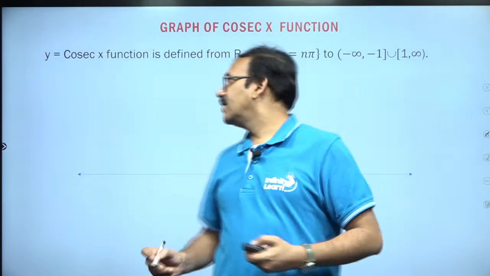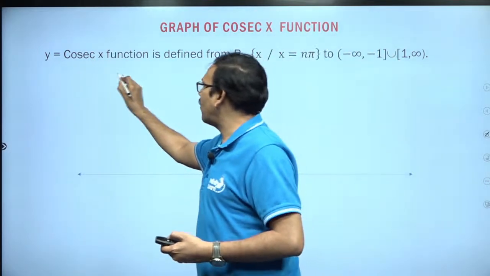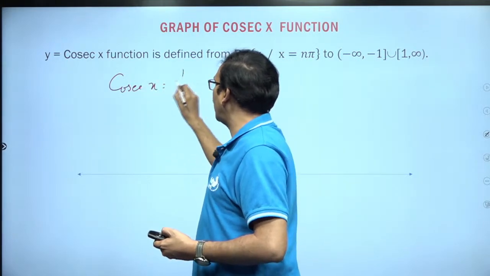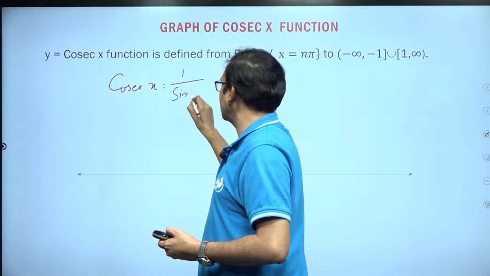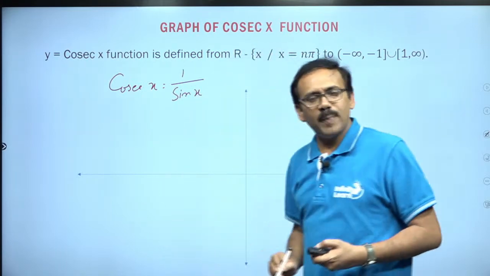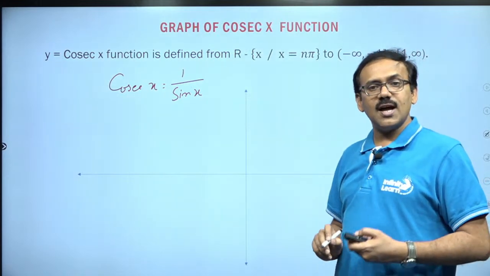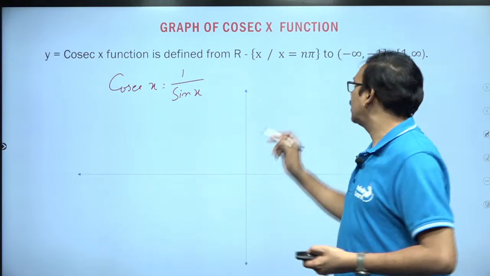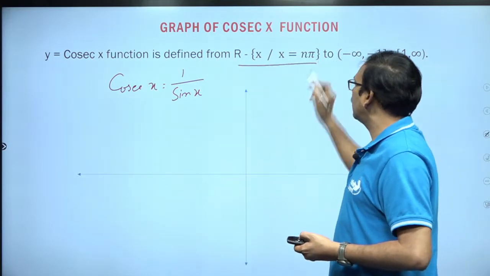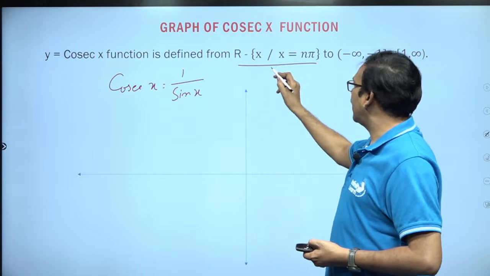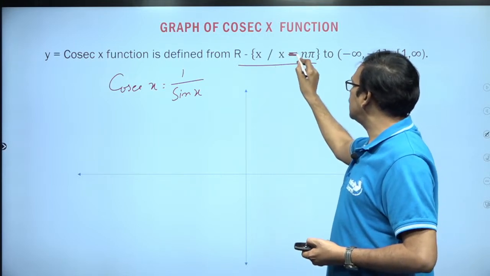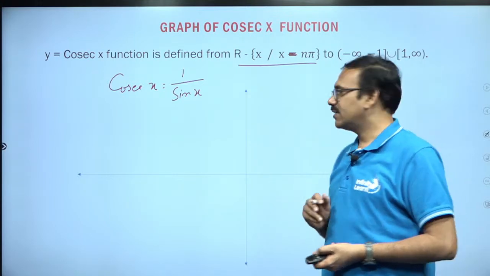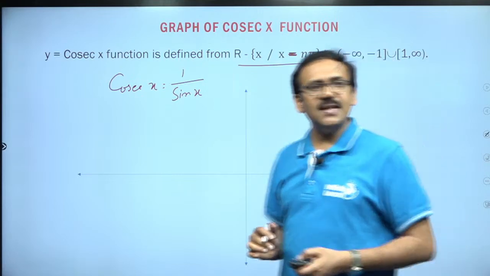You know well, cosecant x is defined as 1 by sin x; we also call it the cosec function. So, by definition you can observe the domain: sin becomes 0 at n pi. So, the domain is R minus {x such that x is equal to n pi}. We remove all multiples of n pi from the domain. That is one point. Range is the interesting point.